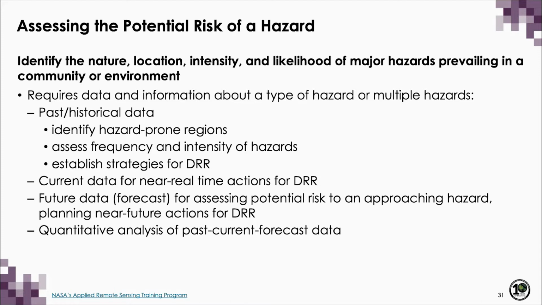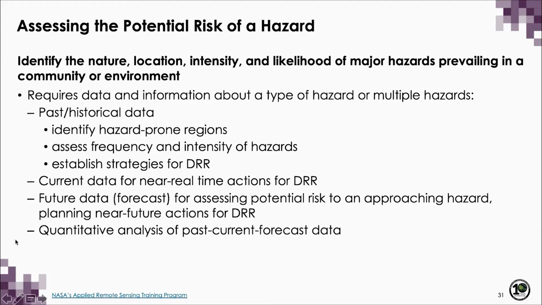Assessing the potential risk of a hazard requires identification of the nature, location, intensity, and likelihood of major hazards prevailing in a community or environment. What that requires is data and information about the type of hazard or multiple hazards affecting the community or area. That requires looking at past or historical data to identify hazard-prone regions, assess frequency, probability, and intensity of hazards, and establish strategies for disaster risk reduction.